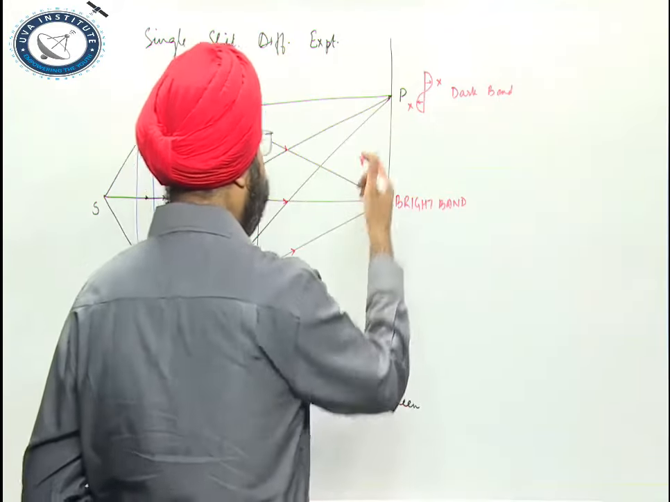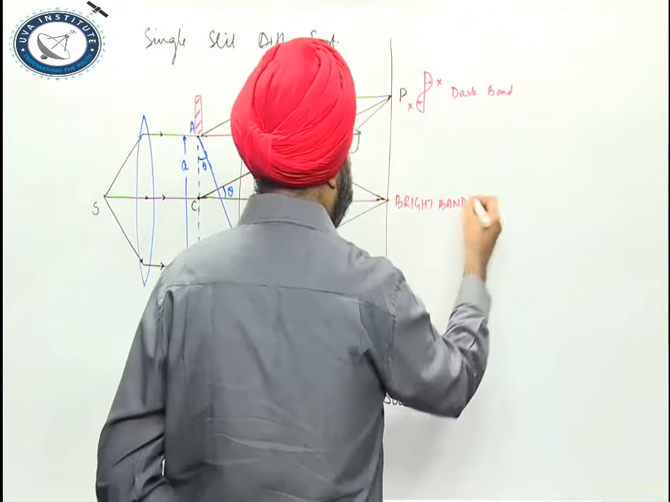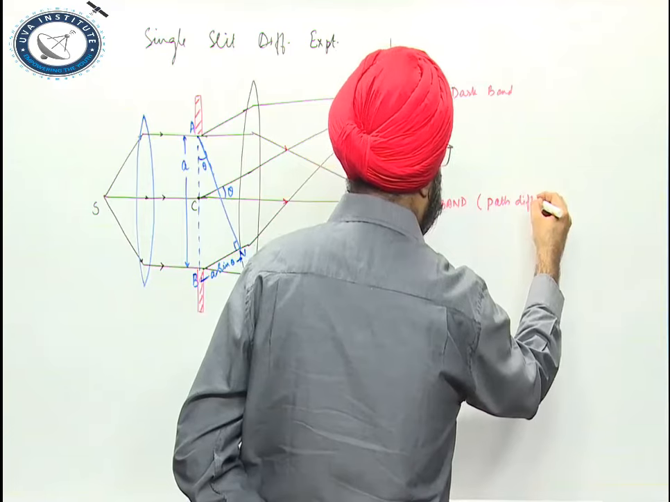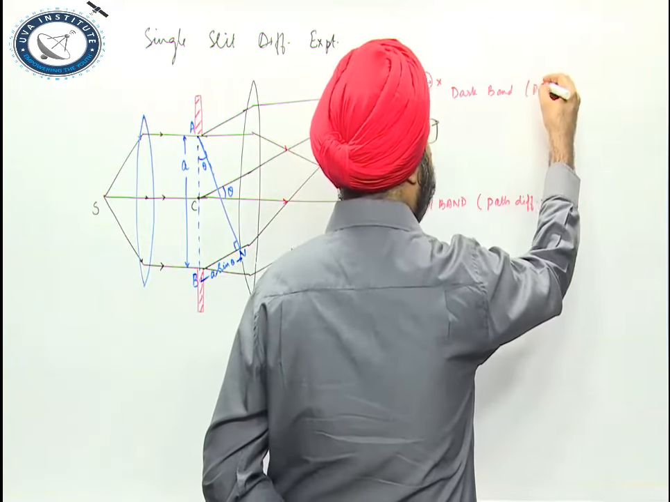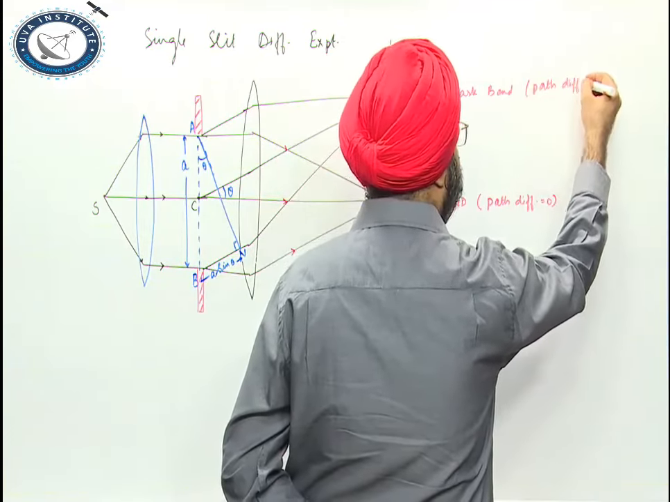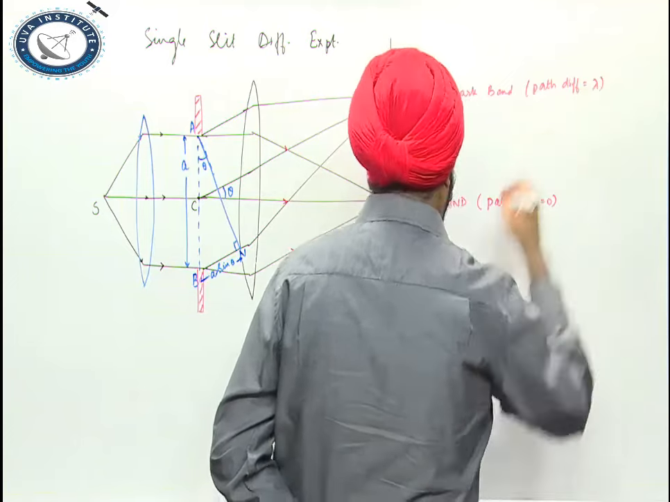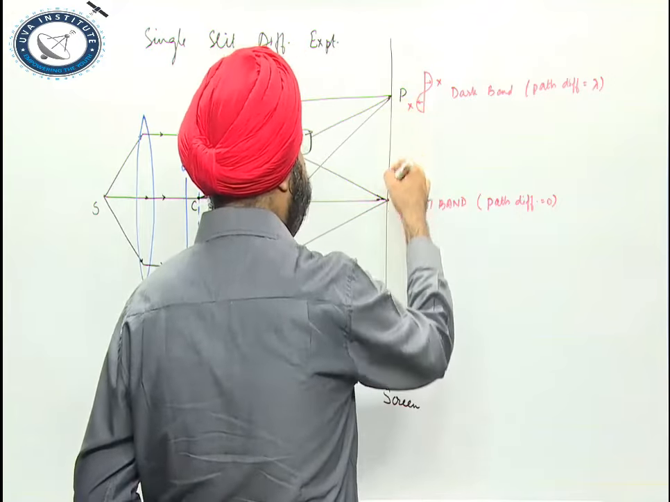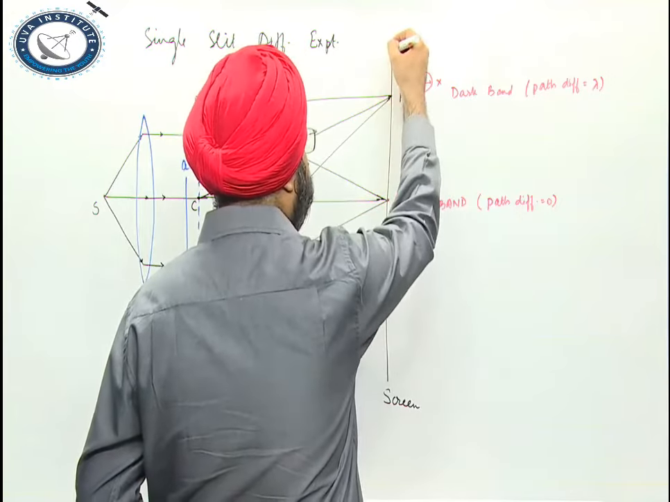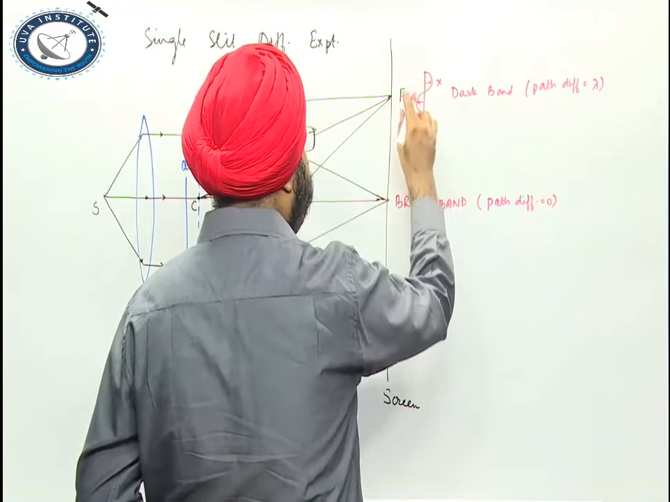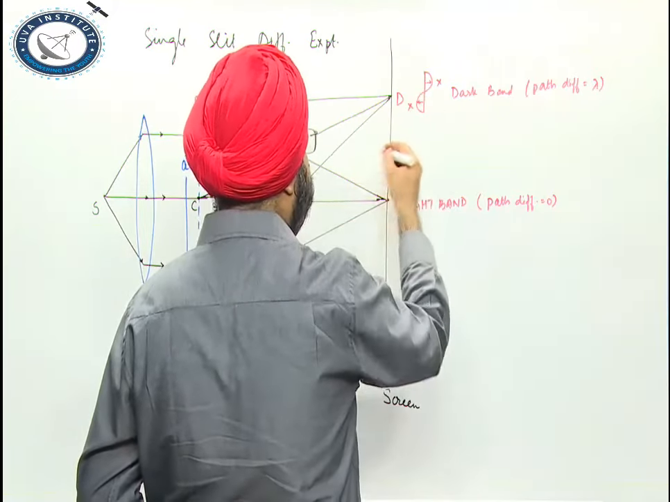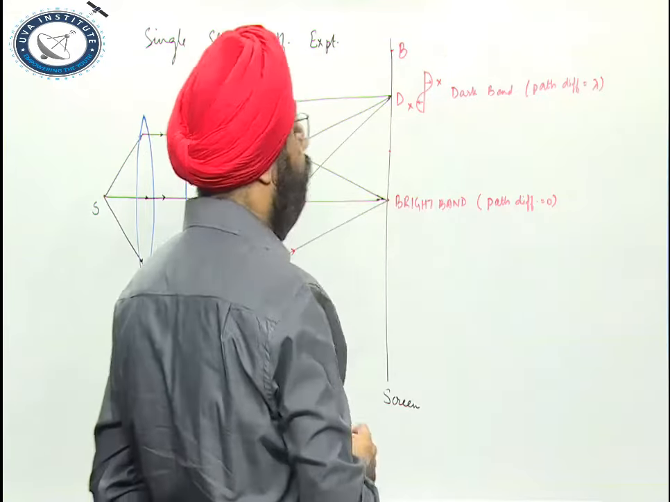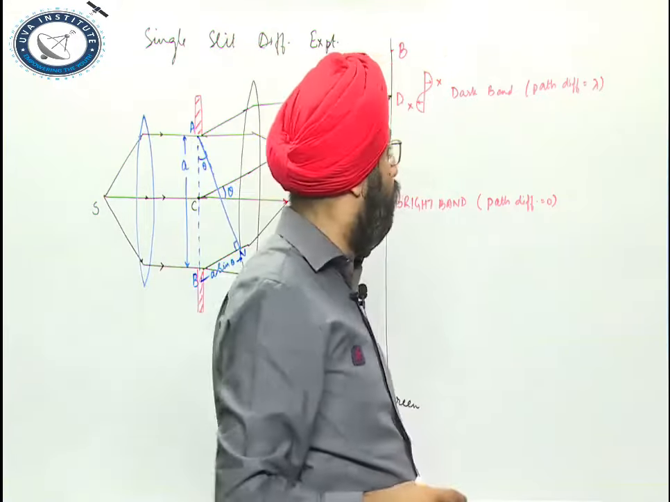As we move further upward, here path difference is 0. In this case, path difference is lambda for the first dark band. As we move up, there is a point. Let us say this is your dark band, this is your dark band. Now you get your next bright band, first maximum at this point.